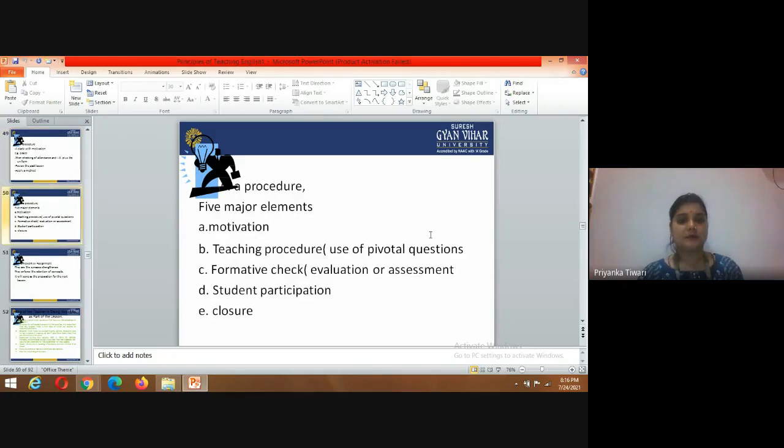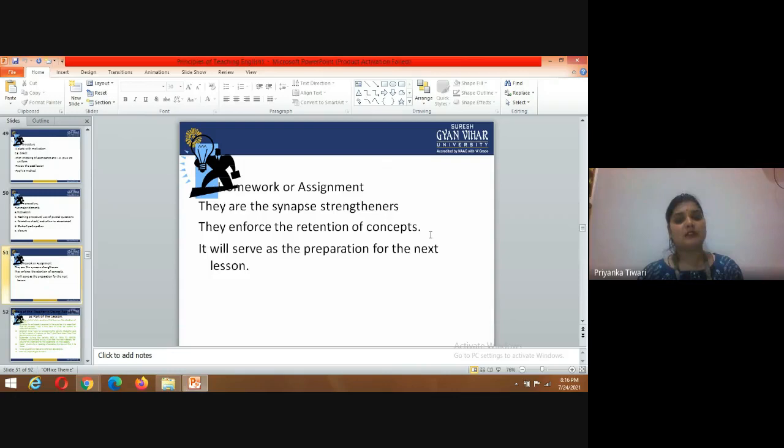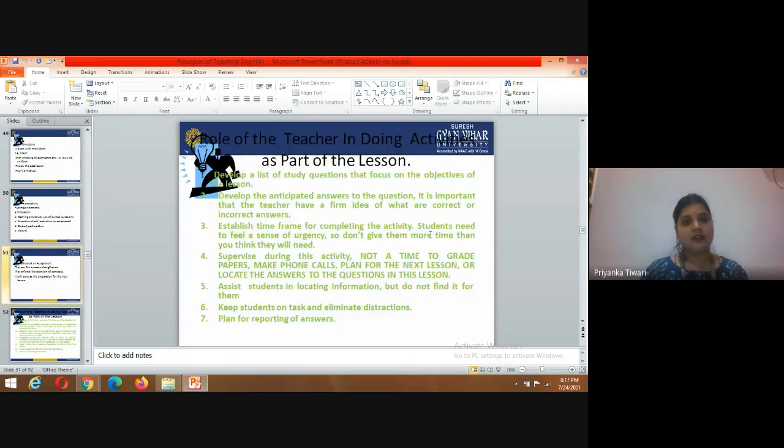and teaching procedure, formative check, student participation, closure, and homework or assignment. They enforce the attention. They enforce the retention of concept. It will serve as the preparation for the next lesson, and the role of the teacher in doing activities as part of the lessons.